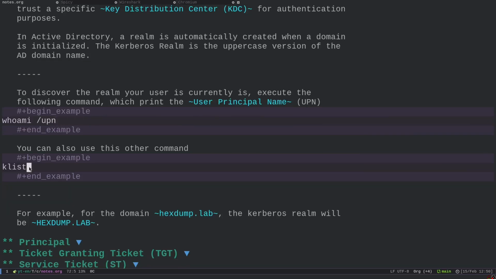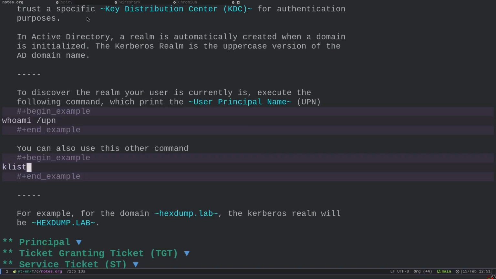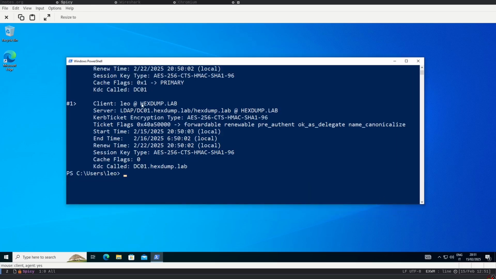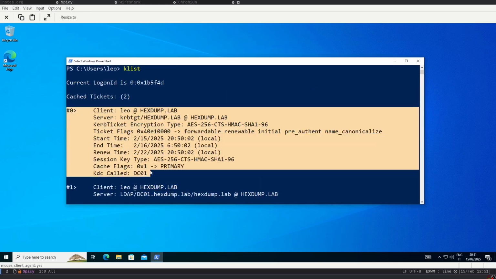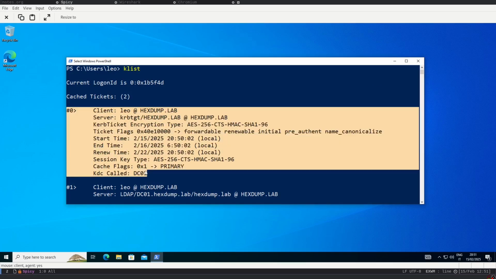You can also get this using the klist command, which lists all the current Kerberos tickets active in your session, essentially. So look at this, we have @EXAM.LAB. This time it is in uppercase. And notice that here we have 2 tickets, not 1. Why? Because the first ticket is a ticket granting ticket, so it is called a TGT.